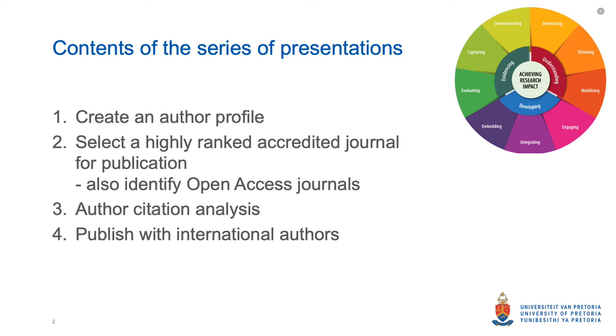The topic of maximising your research impact is quite an extensive one. I will therefore address the following subtopics under it in a series of presentations. In the first presentation, I looked at a number of author profiles, their benefit, and how to create them. In the second presentation, I showed how to select a highly ranked accredited journal to publish in. In this presentation, we will cover an individual author citation analysis, which you can then apply to your own research output to determine your research footprint. This will also include altmetrics. In the last presentation, we will identify international authors to co-author with, which will definitely increase your research visibility.